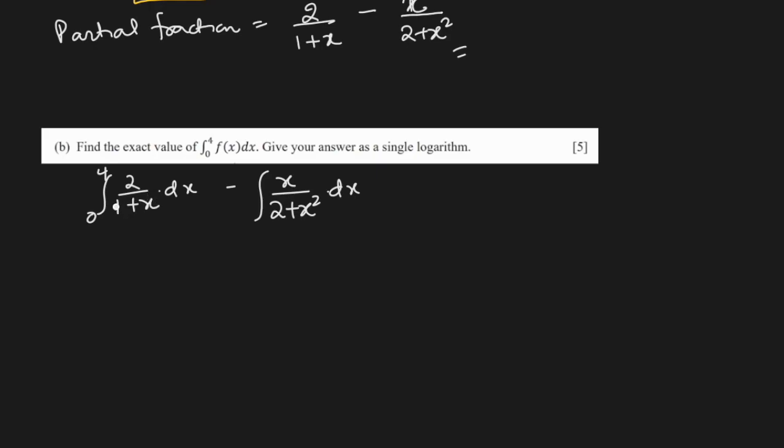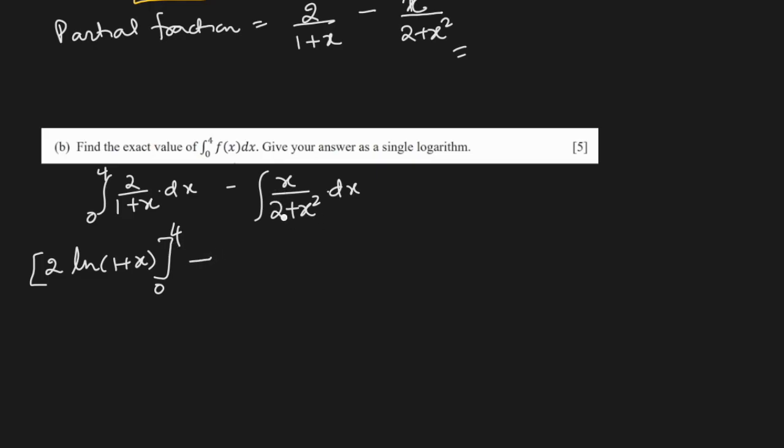This is a linear denominator with a constant numerator, so it becomes easy to integrate. The 2 remains untouched, but because it is 1 plus x, natural log of 1 plus x. We should also divide it by the differentiation of the linear denominator, but the differentiation of 1 plus x is just 1, so there is no need to divide.